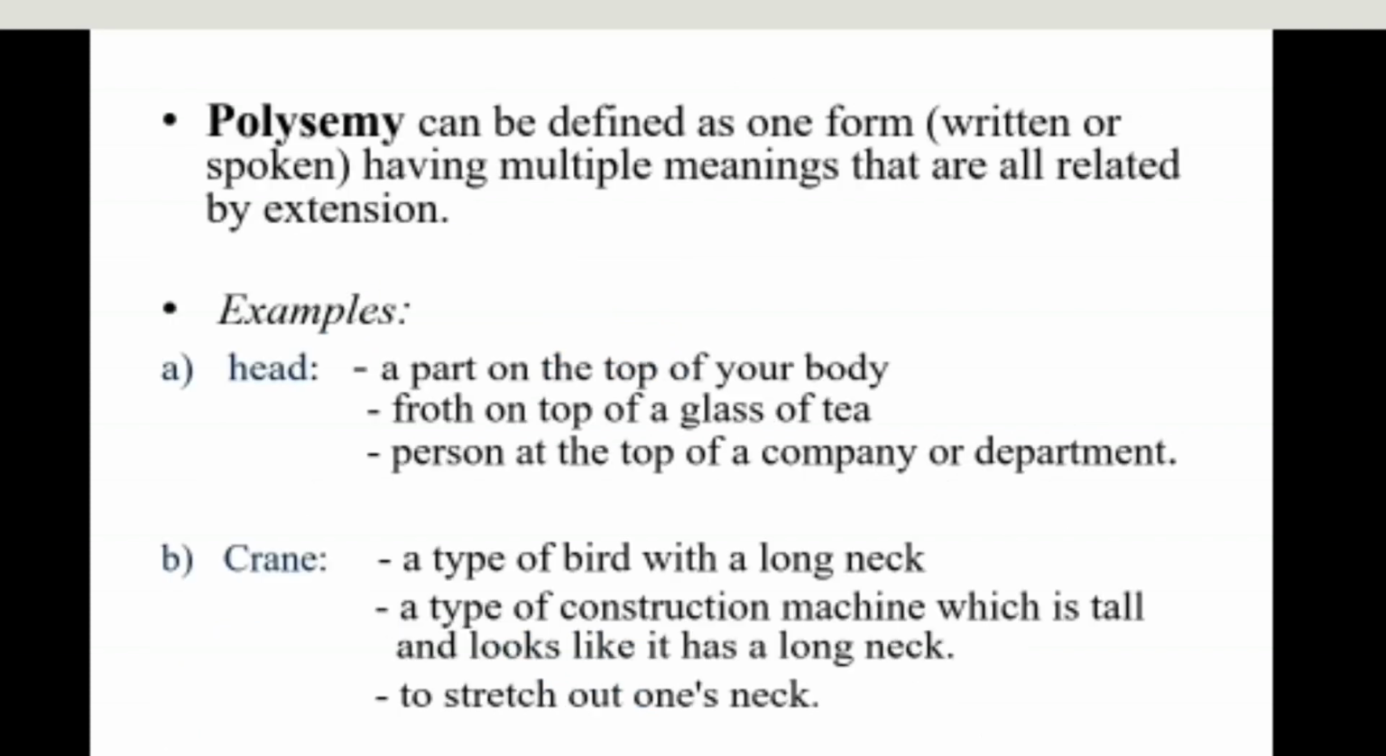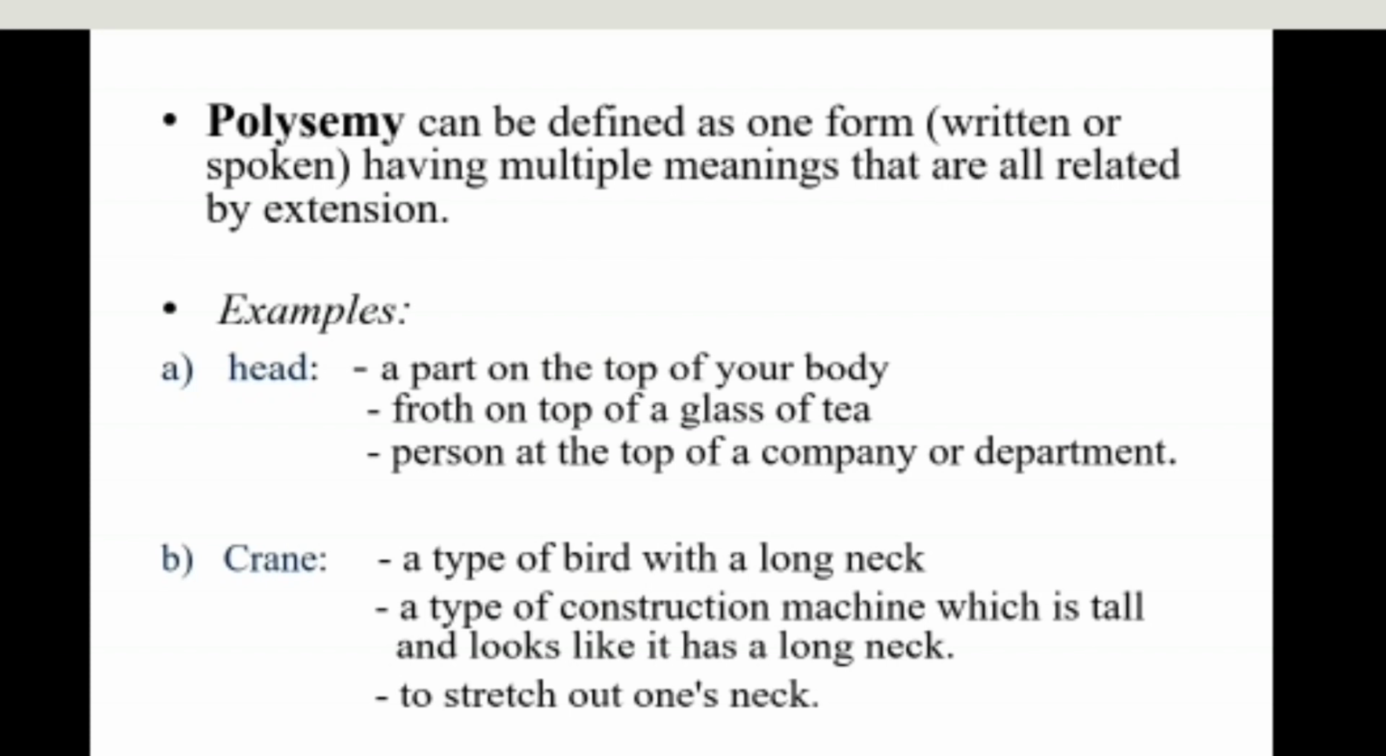Now let's go to the next one, which is polysemy. Polysemy means a word that has multiple meanings that are all related. So the meanings that we have in a certain word, which is polysemous, are related. For example, take the word head. It's the top part of our body, or it refers to the froth on the top of a cup of tea, or it can refer to a person who is at the top position of a department or a company.